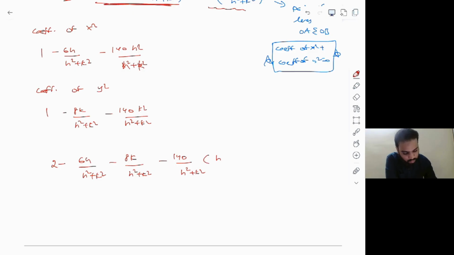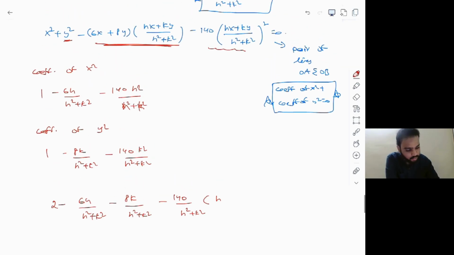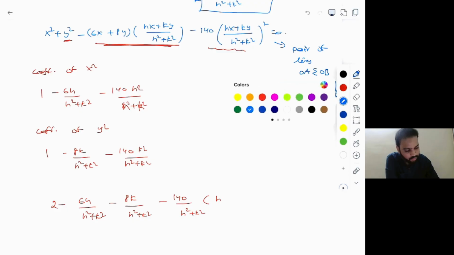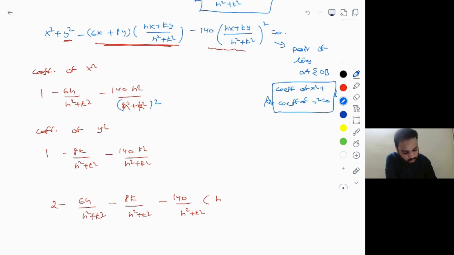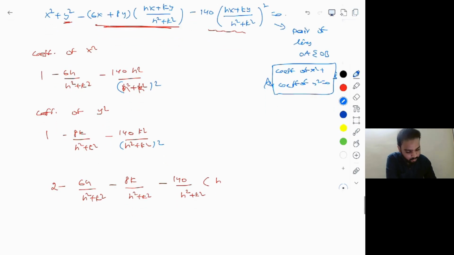And the remaining part is going to be h square plus k square, and moreover this is actually h square plus k square whole square in the denominator, right? So I'm sorry about that. In the denominator it is h square plus k square whole square. Okay, so if I take that common, minus 140 divided by h square plus k square whole square, the remaining part will be h square plus k square is equal to 0.